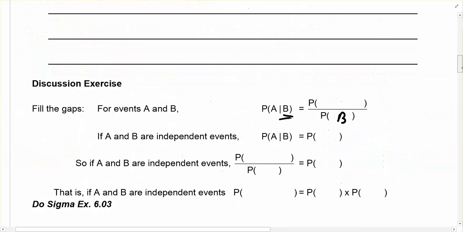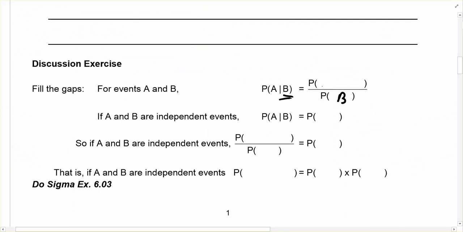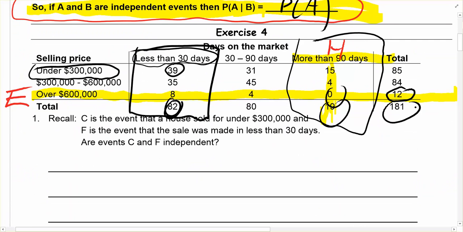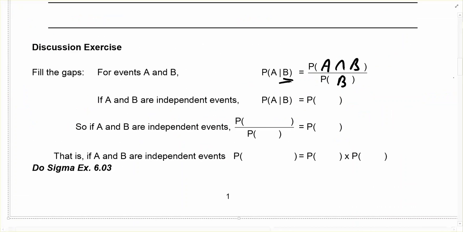So the numerator in this formula is going to be the probability of the intersection of A and B both occurring. The denominator is going to be the probability of what it's out of, like the 82 out of 181, that would be the denominator. So given that a house sells for less than 30 days. The probability of A given that B occurs equals the probability of both A and B occurring divided by the probability of B. That's our formula for conditional probability.